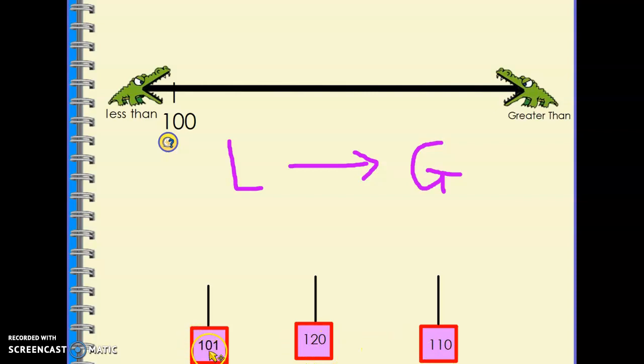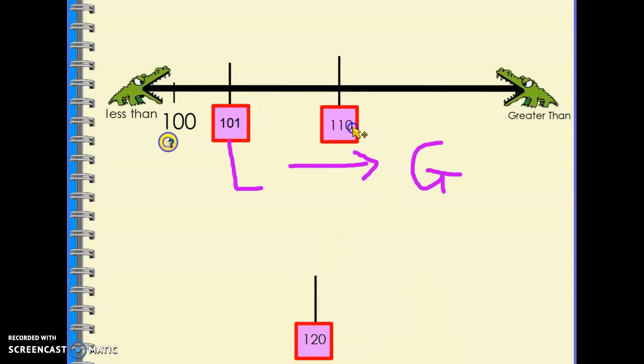Now look at the tens place. This one has 0 tens, this one has 2 tens, and this one has 1 ten. So I know this is my least, and I know that 110 comes next, and my greatest is 120.